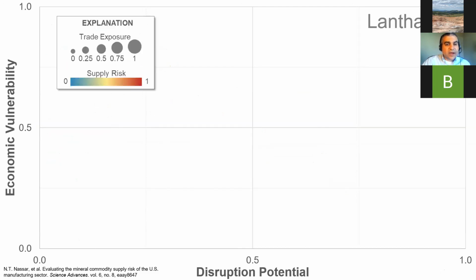Okay, so that was for year 2016, but as I mentioned before, we did it over a period of a decade. So I just wanted to show you how some of the results changed over the decade. And so I picked lanthanum as an example from the rare earths. So, we started year 2007 with the analysis. We see that, high disruption potential, relatively moderate to somewhat low economic vulnerability and high trade exposure.